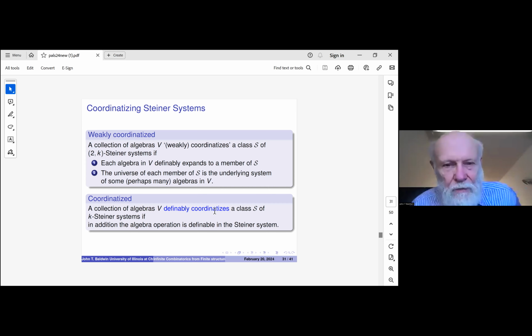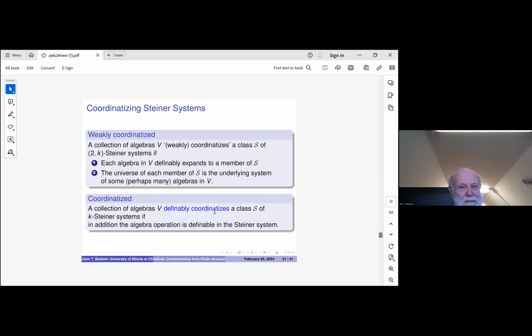If each algebra in V definably expands to a member of S, that is, if you give me an algebra in the variety, I will tell you what a line is. Namely, each two-generated subalgebra will be a line. And the universe of each member of the underlying system is the underlying system of some algebra, but perhaps many. I can just plop algebras down on top of it and assign a coordination to it.